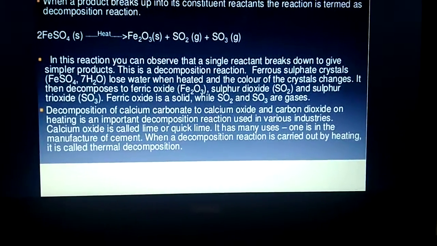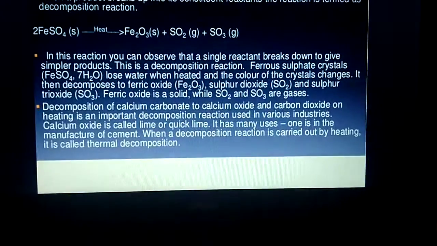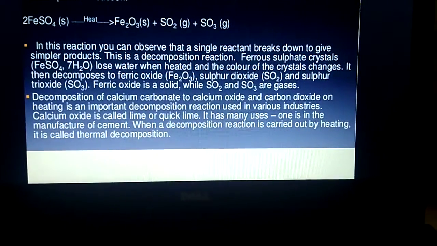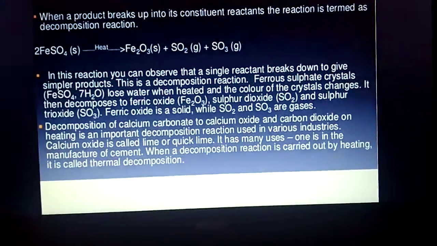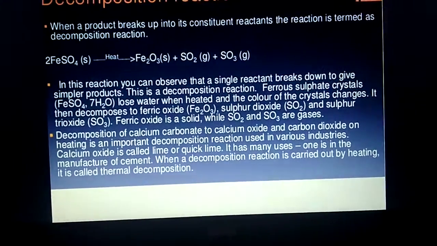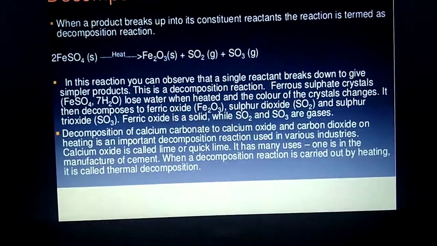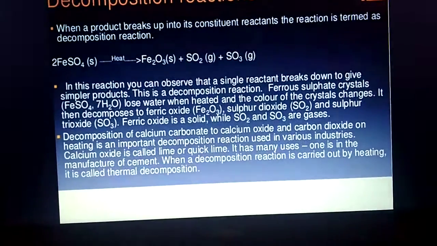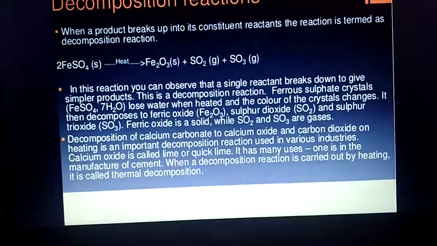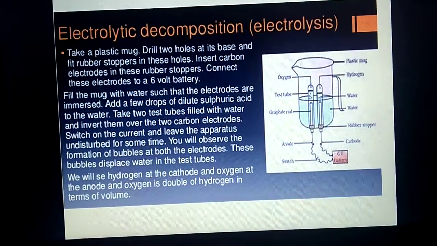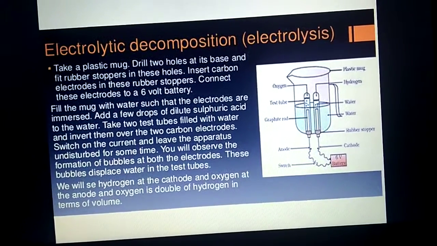The decomposition of calcium carbonate to calcium oxide and carbon dioxide is also an example of a decomposition reaction, which is used in various industries. Calcium oxide is also called quicklime or lime, and it has many uses in the manufacture of cement. When a decomposition reaction is carried out by heating, it is called thermal decomposition. Now, what is electrolytic decomposition?